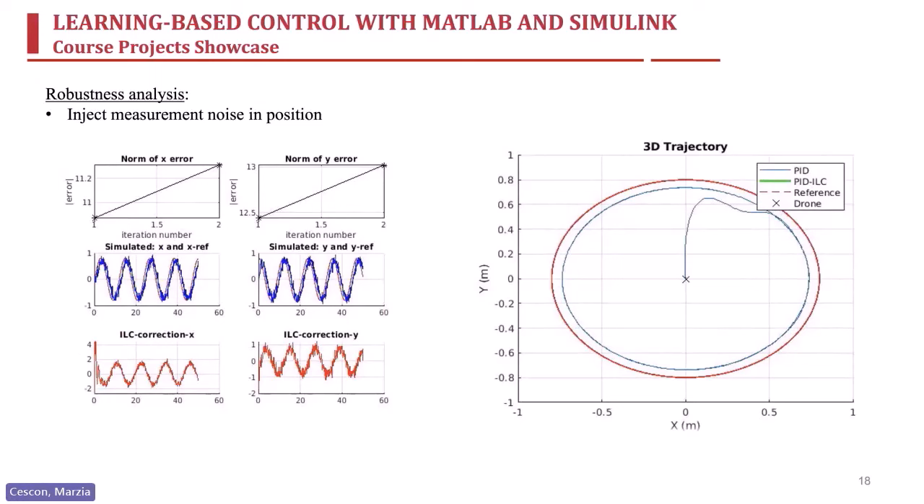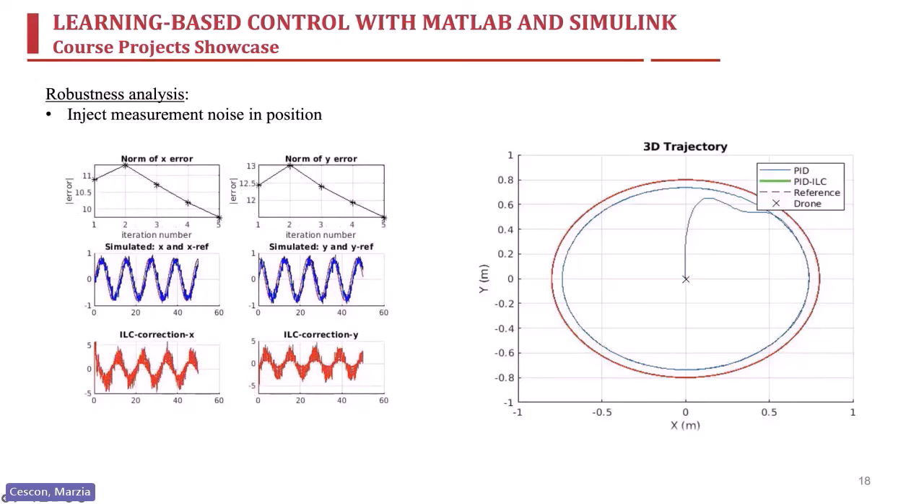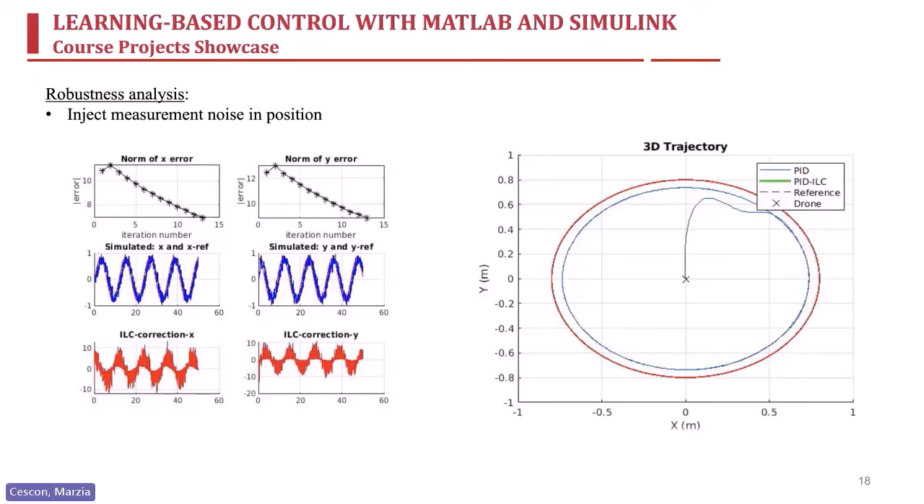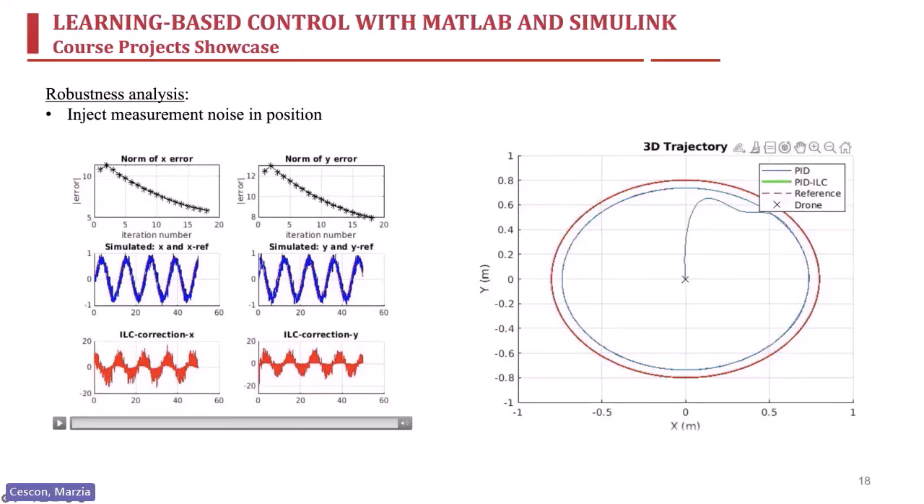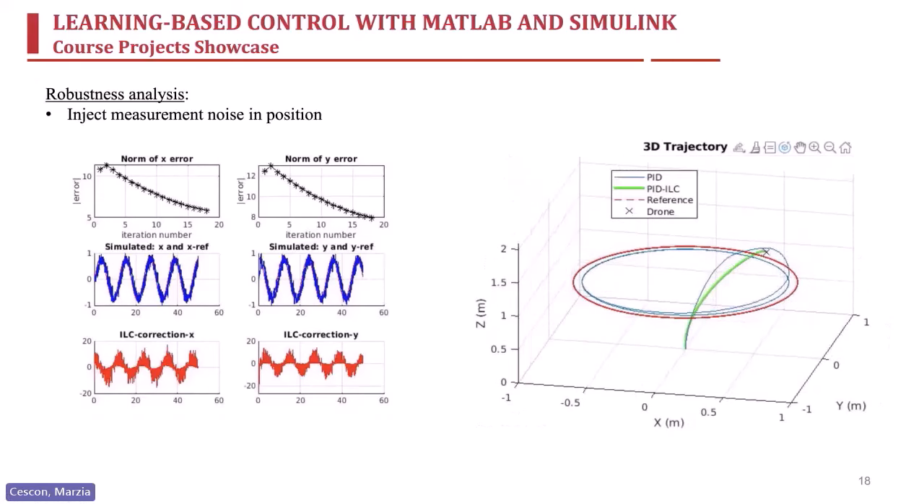Now, after we had tuned our ILC, we perform a robustness analysis. So we suppose that we have some measurement noise in the position, which you see here on the left, and we want to verify how robust is the ILC. And we computed the norm of the error, simulated the drone, the Crazyflie, and validated the performances.